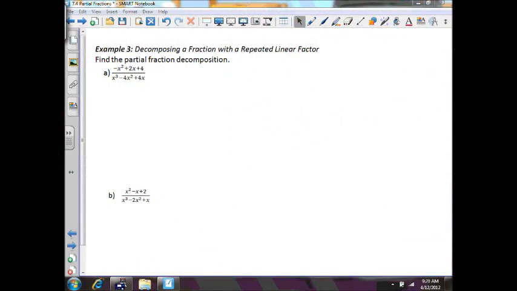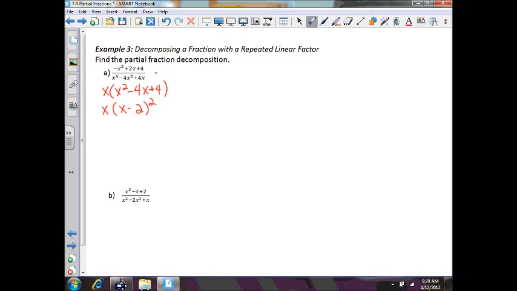Moving on to example 3, again, we're going to find the partial fraction decomposition. What we're going to do, we can actually factor the bottom. This is going to be a repeated linear factor. I can take an x out, I'll be left with x squared minus 4x plus 4, which you then can factor to x minus 2 quantity squared.